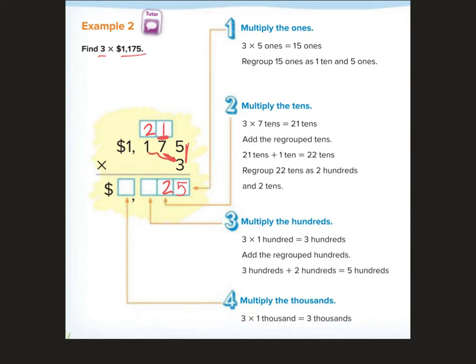Then 3 times 1 is 3, plus 2 more is 5. 3 times 1 is 3. We don't have any to add on top, so I'm just going to write down 3.